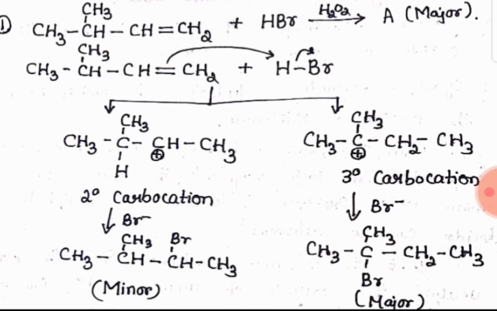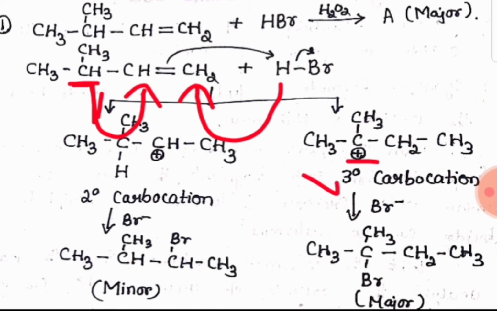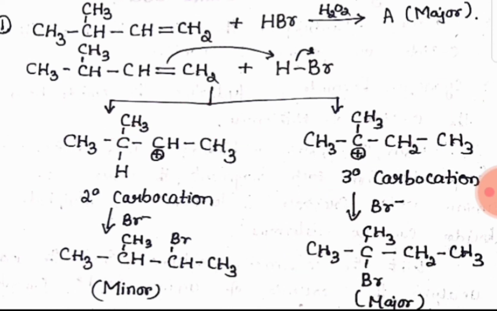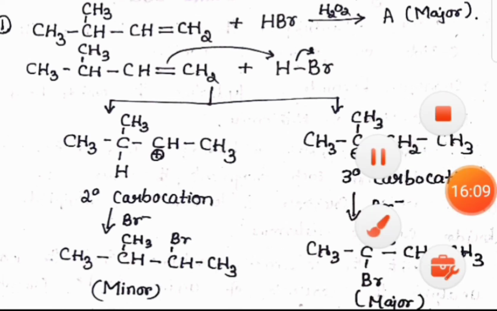I'll repeat once again. In the second case, which is considered the major product, the hydrogen atom will be added to this unsaturated carbon atom, generating a carbocation, and that carbocation is tertiary. Compared to a secondary carbocation, a tertiary carbocation is the more stable one. To this tertiary carbocation, when Br minus is added, we will get the major product. So in that case, we must remember the tertiary carbocation is the most stable. When it comes to selecting between secondary and tertiary carbocation, the tertiary will be the stable one.